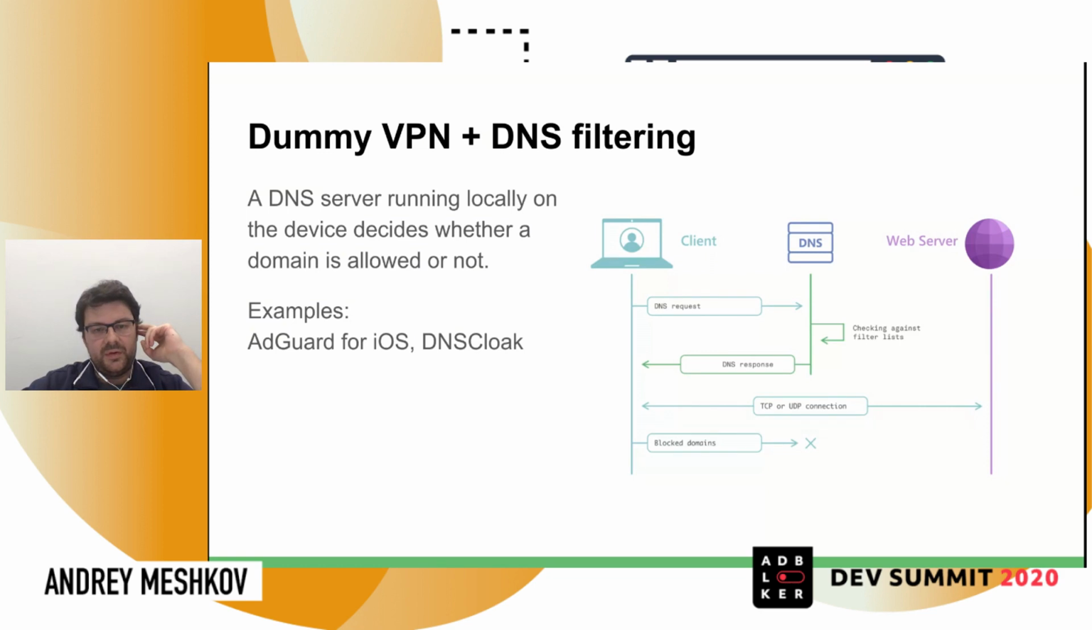The good examples are DNS Cloak and Adguard. You can Google for them and see how they work. Both of them are capable of doing DNS filtering. You will need to do some manual setup, maybe configure some block lists, because they don't do that out of the box. But still, they are capable of this.